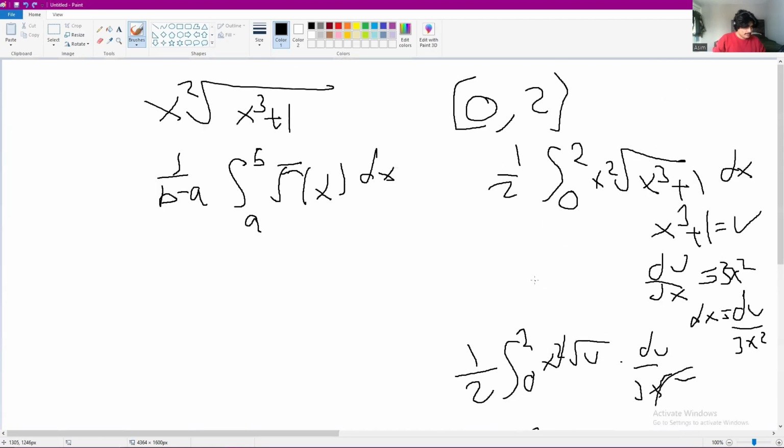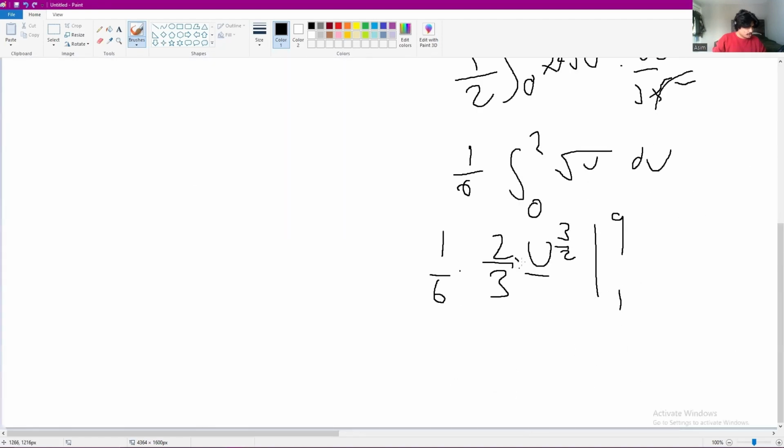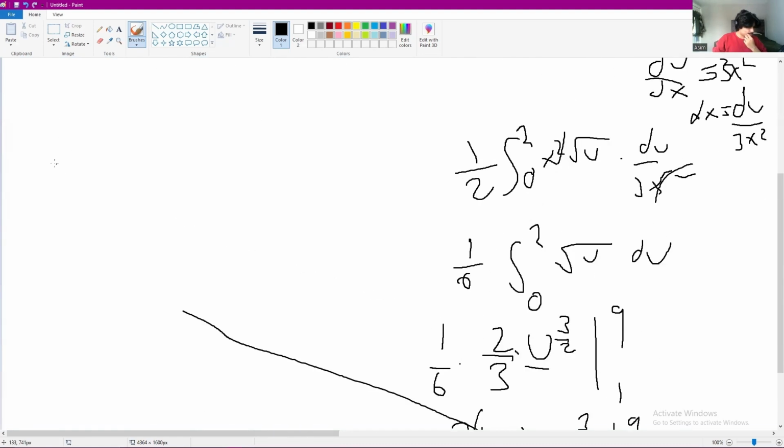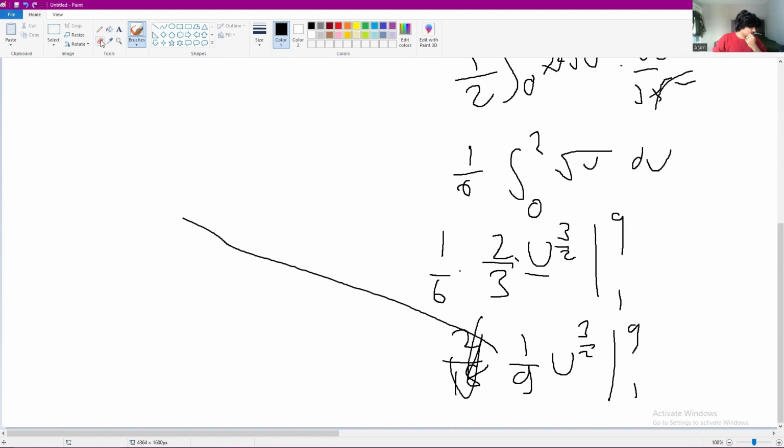Since I'm using u, I'm just going to plug my 2 and 0 over here to find my interval. My first limit will be 2 cubed plus 1 equals u, which is 9, and my second limit will be 0 plus 1, which is 1. So my coefficient has to be 2 over 18, which is actually 1 over 9. Let's just write this as 1 over 9, u to the 3/2, from 1 to 9. Actually, let me just erase this and carry that out. This is my answer.